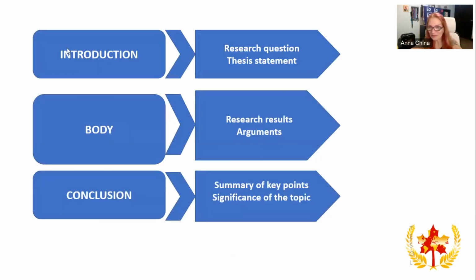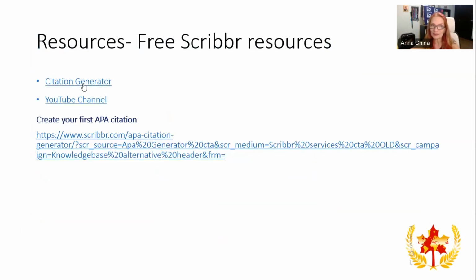So as a big overview, you have introduction, body, and conclusion. In the introduction is where you're going to inform the reader of your research question and your thesis statement. Then in the body, it's the research results and arguments. In the conclusion, a summary of key points and the significance of the topic, but nothing new here.